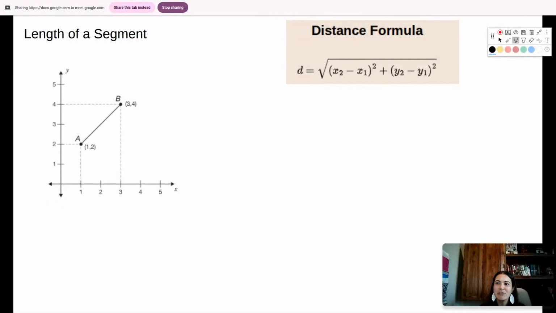Hi guys, I want to show you how to find the length of a segment on a graph. So if they ask you to find the length of segment AB and it's on the coordinate plane like this, you're going to use the distance formula. The length of the segment is also the distance from A to B. It's how far you would travel from A to B, and that's the length.